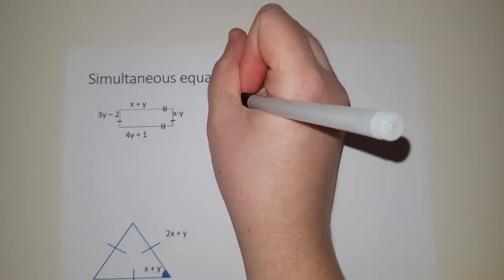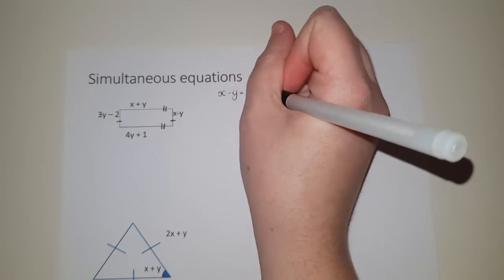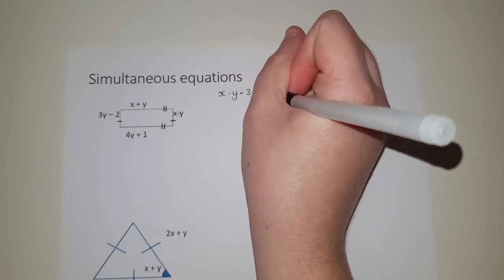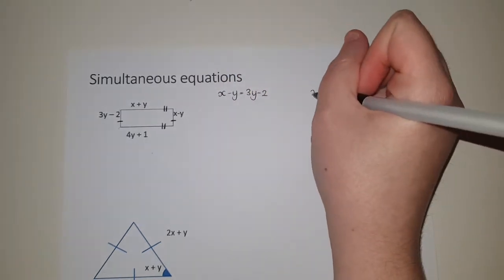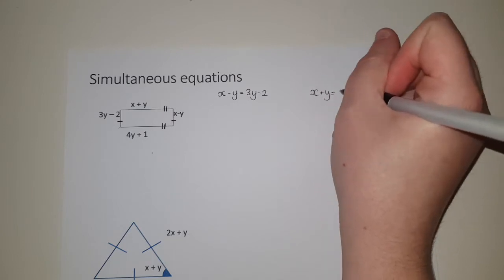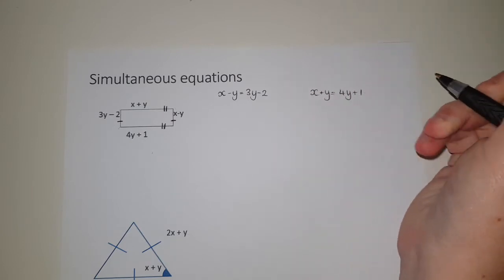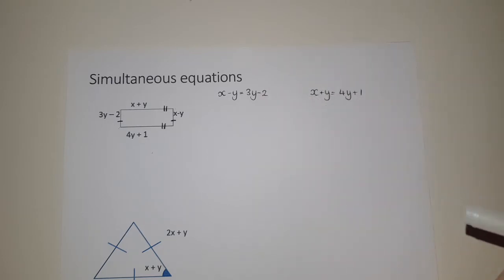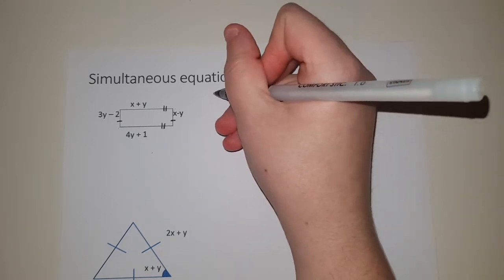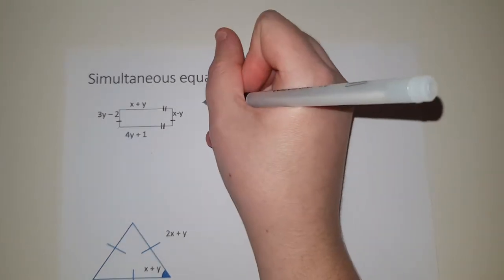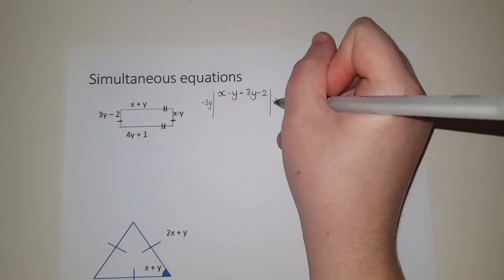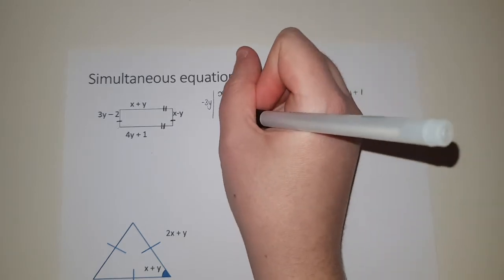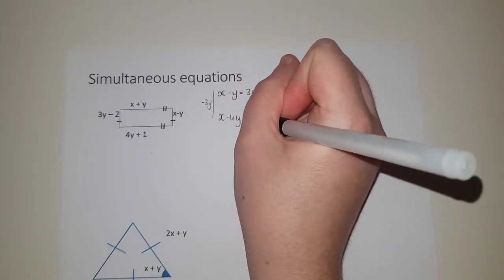So if I write left and right, I can say x minus y has to be equal to 3y minus 2. And then top and bottom, I can say x plus y has to be equal to 4y plus 1. So first thing I'm going to do is just rearrange both equations. So all the x's and y's are on the left hand side, any numbers left over are on the right. So for this one, I'm going to subtract 3y from both sides. I end up with x minus 4y equals minus 2.